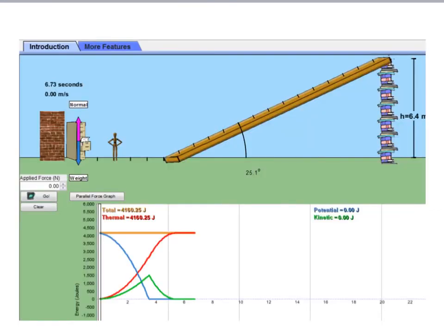Now I want you to be able to relate this back to what we did with our PhET ramp lab. What we studied was a case with friction and a case without friction. And the case with friction looked like this. There was a 25-degree angle of a ramp. This case is the file cabinet, and we started with it way up at the top of the ramp. And what you'll notice is all of these different energy levels: the total energy level in orange, the thermal energy level in red, the potential energy level in blue, and the kinetic energy level in green.